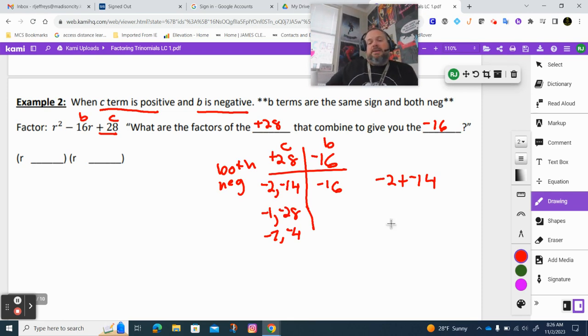So negative 2 times negative 14 is 28. Negative 2 plus negative 14 is negative 16. Guess what? We just write them in here. That's it.